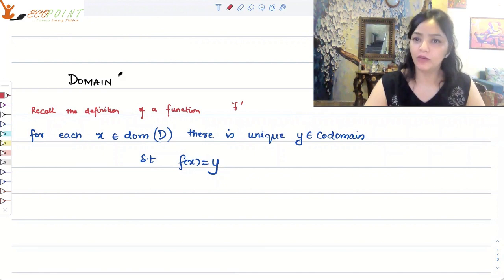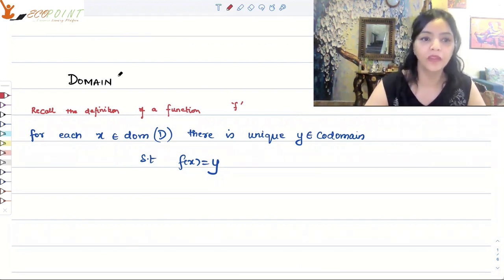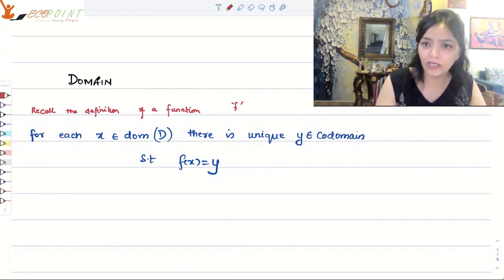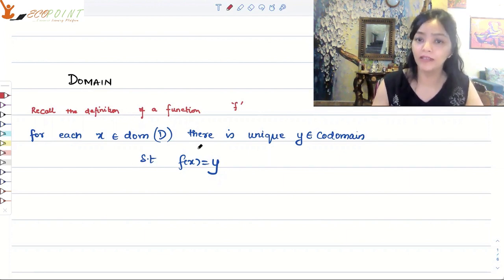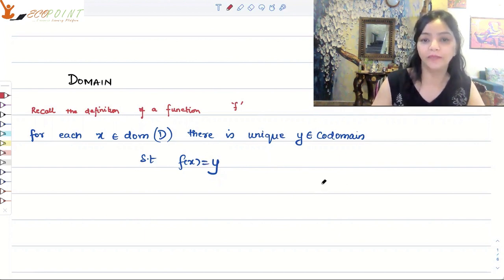So today we will be talking about domain of any particular function. To understand that better, let's first recall the definition of a function, say f. For each x belonging to the domain, we say there is a unique y which belongs to the codomain such that f(x) is equal to y.